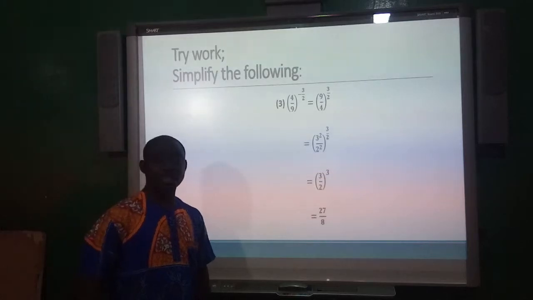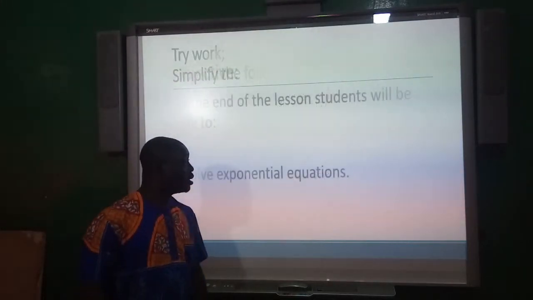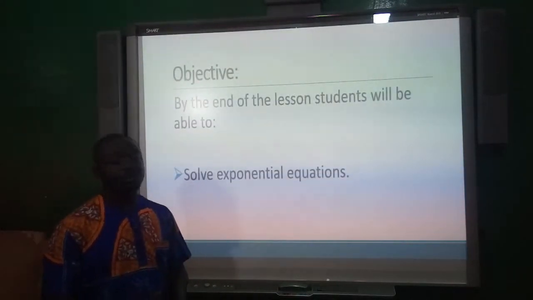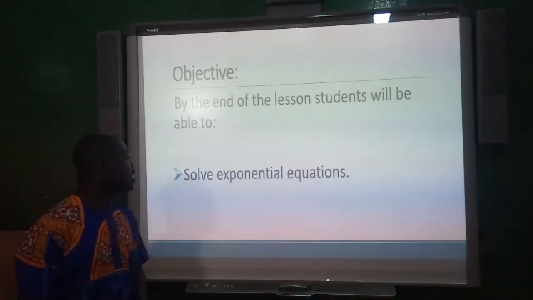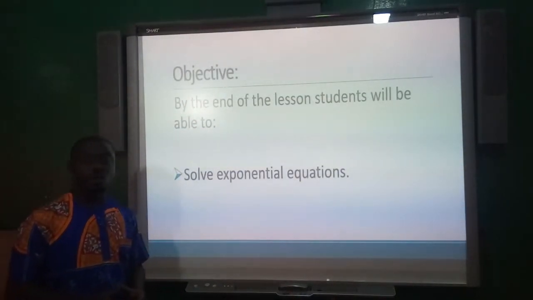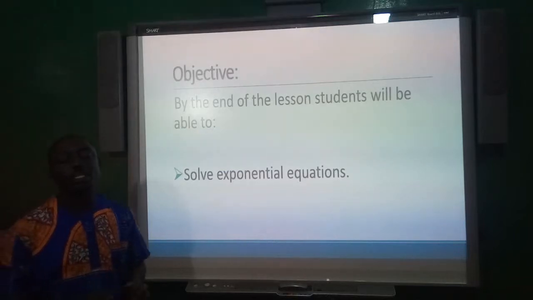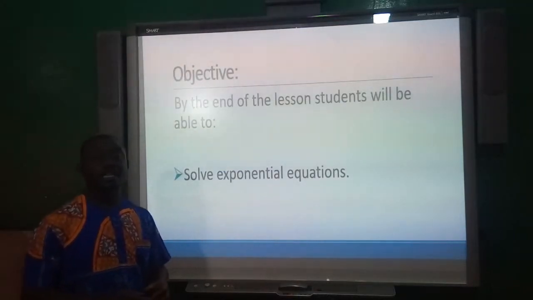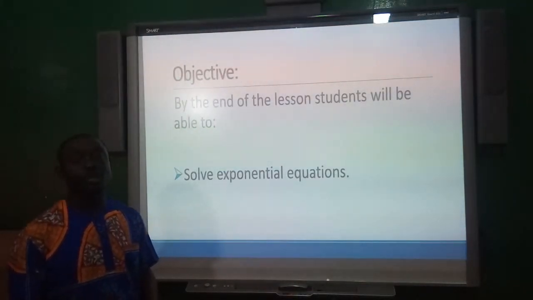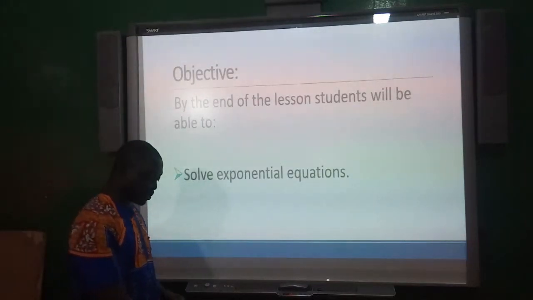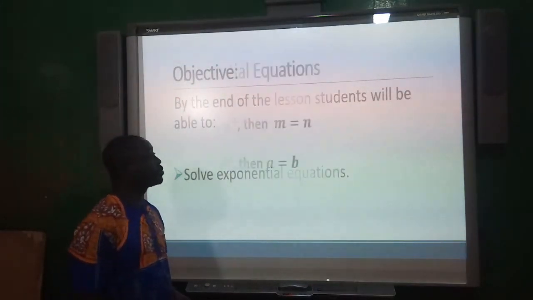Now let's look at today's lesson. At the end of today's lesson, students will be able to solve exponential equations. So we are now going to look at exponential equations. That's the equations with indices involved. How do you solve them? That is what we are going to look at today.